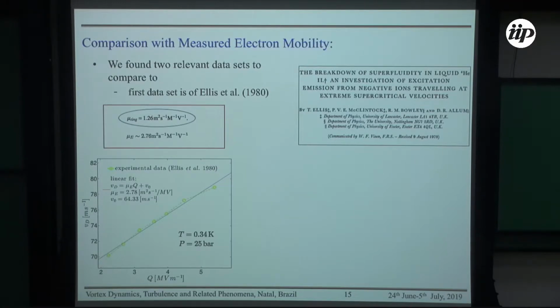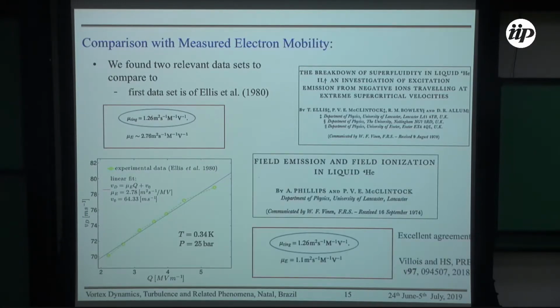But luckily, we found another data set, which turned out to be carried out at slightly different conditions. So I think it was around a pressure of 10 bar. And for this data set, the experimental values turned out to be much closer to the numerical simulations, which is consistent with the fact that in these particular experimental parameter regimes, the nucleation is going to be vortex rings rather than rotons.